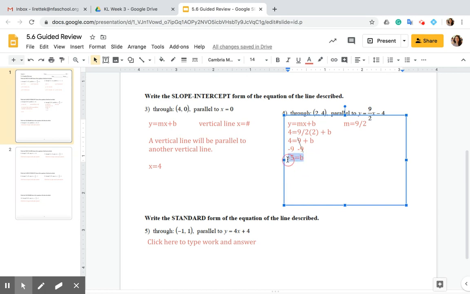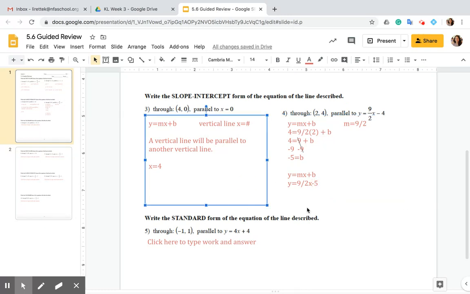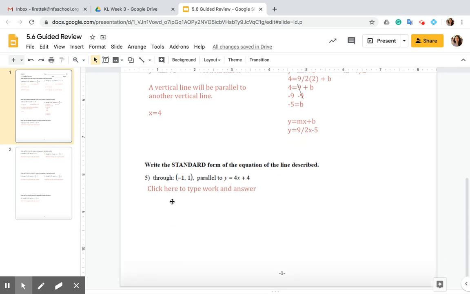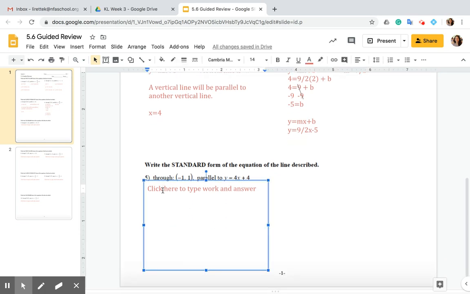Now that I have my b value, I can take it and the slope and put it together in my equation y equals mx plus b, which will be y equals 9/2 x minus 5. I put minus instead of plus because that b value we just got was negative. Okay, and there's my final answer. I know it doesn't look super pretty when we have to type it out, but we just have to do our best to make it look as nice as possible.